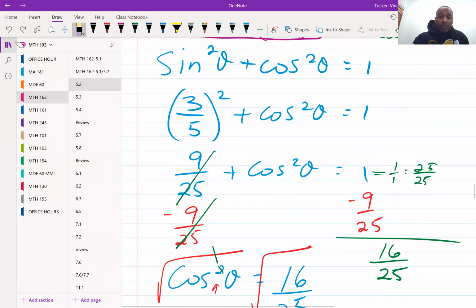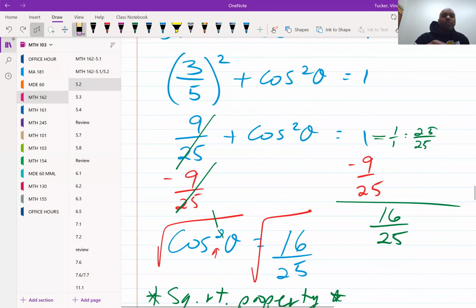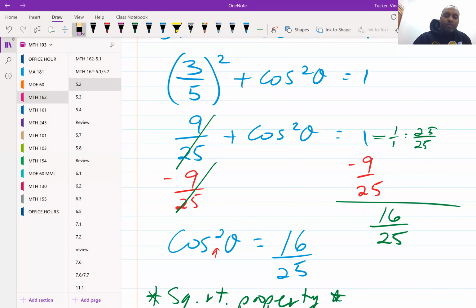And then don't forget, whenever you subtract fractions, you need to make sure you have your common denominator, and then 1 with 25 as the denominator will turn to 25/25. So 25 minus 9 is 16. So we're looking at cosine squared theta equals 16/25.